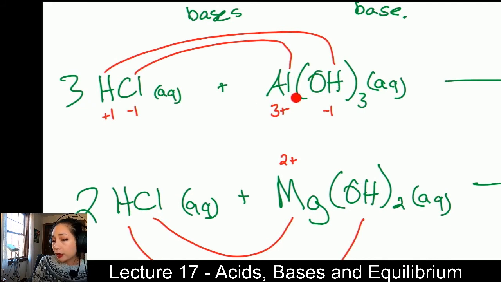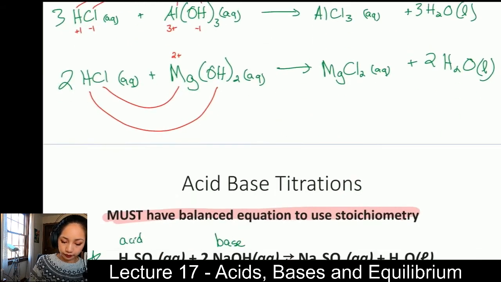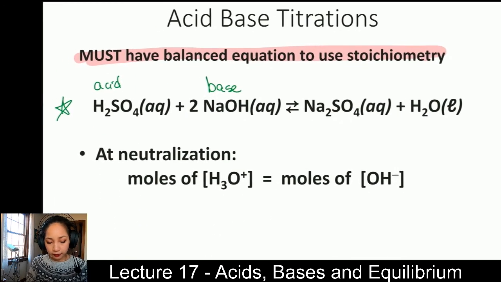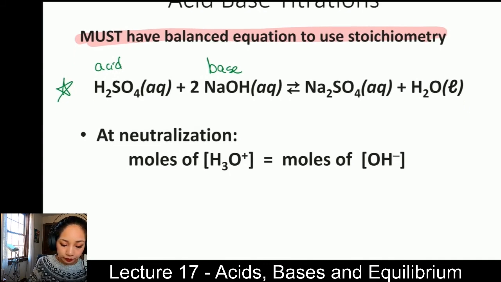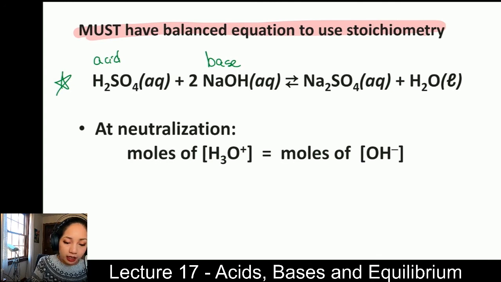Or if we look at aluminum hydroxide here, there are 3 hydroxides that you need to neutralize. So we need 3 moles of HCl to neutralize 1 mole of aluminum hydroxide. This example is kind of the same, except now we have 2 protons that we need to neutralize with base. The important thing here is that at neutralization, moles of hydronium must equal moles of hydroxide. So we need to have the correct coefficients in our balanced equation in order to use stoichiometry.